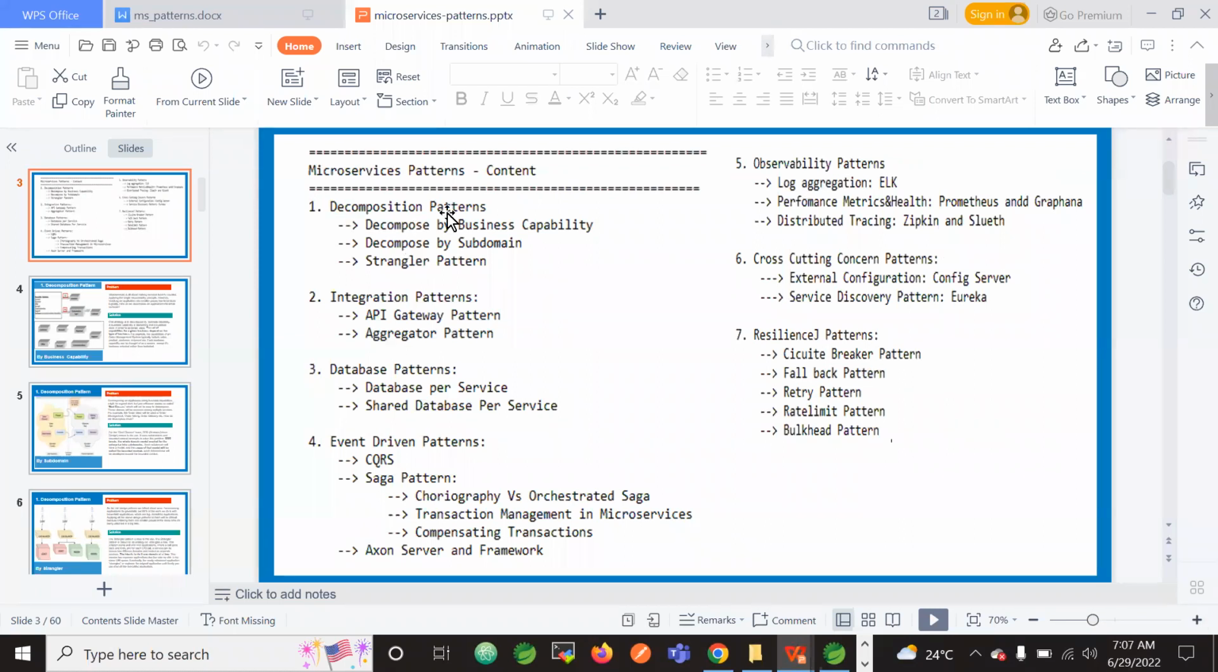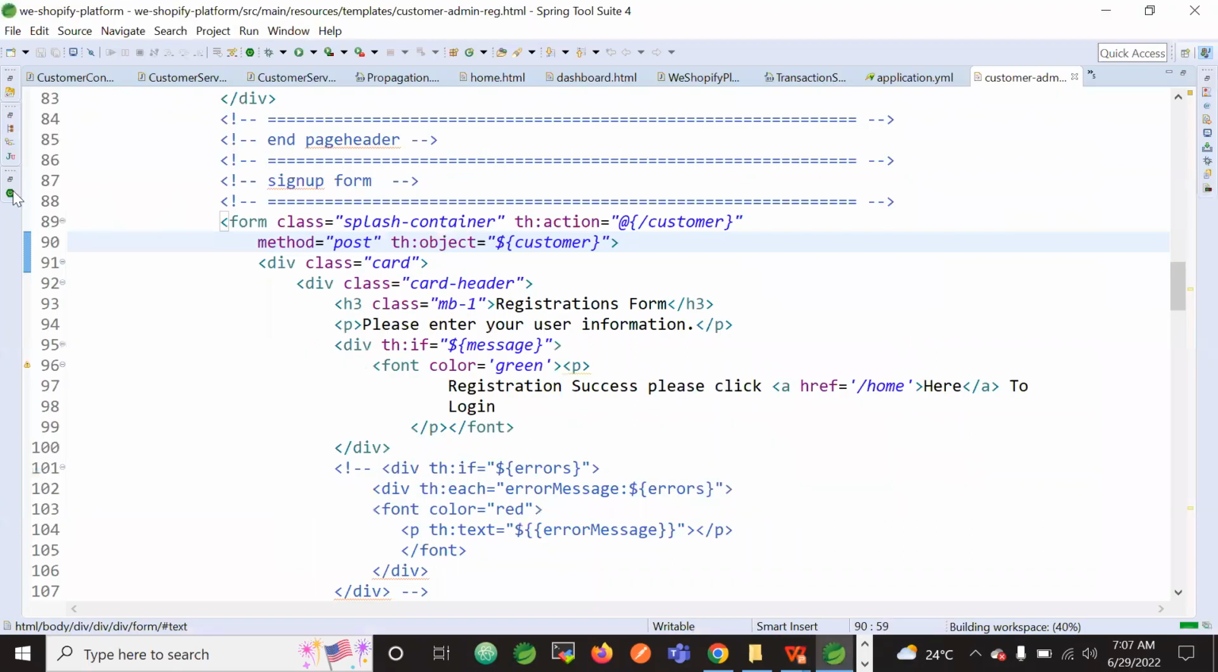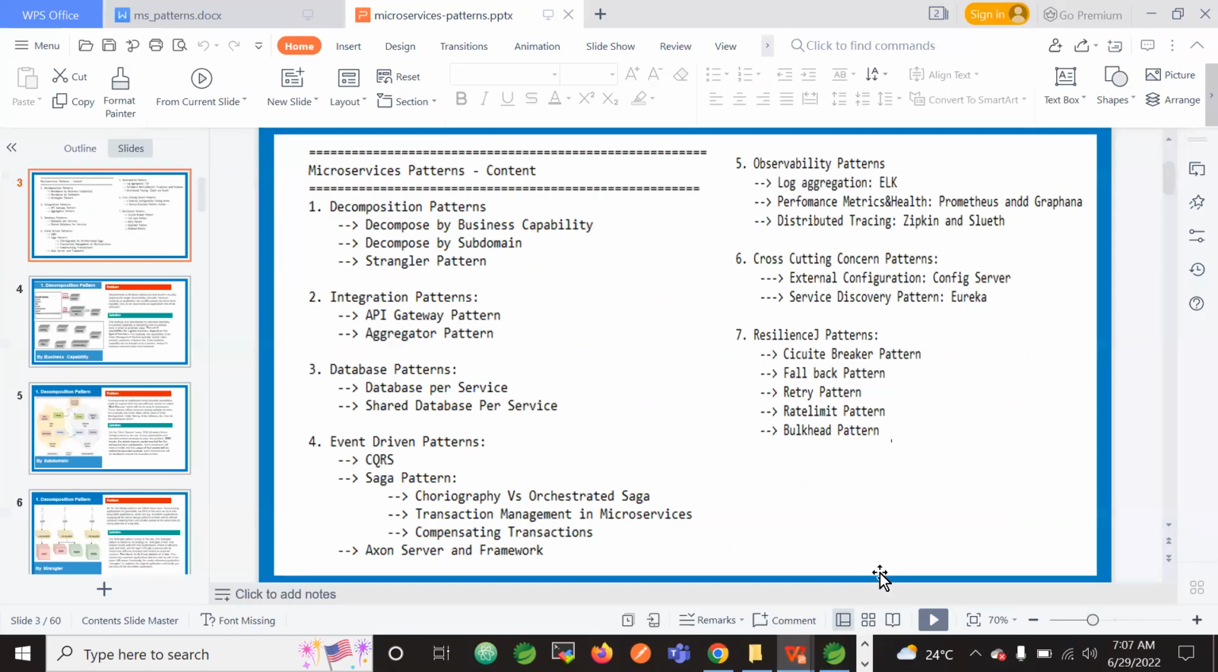We'll see the decomposition patterns: decompose by business capability, decompose by subdomain, and the strangler pattern. This decomposition design pattern will explain how an existing application can be converted into microservices. That is what the decomposition pattern is.